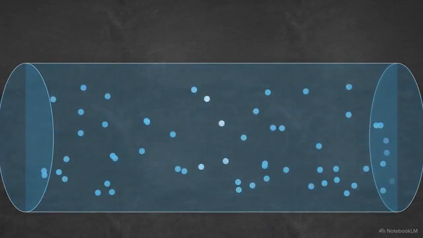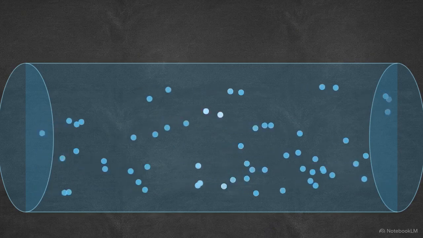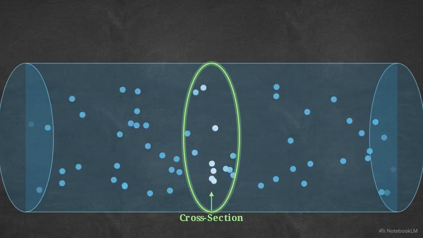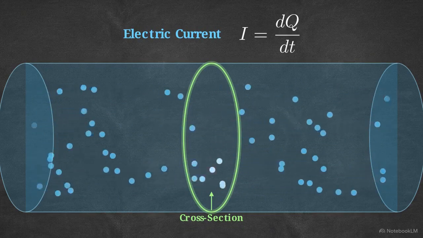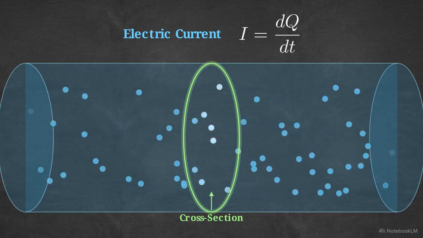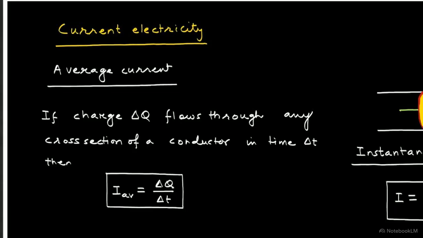Let's start by looking at what happens inside a wire. When we measure electric current, we are tracking the exact rate at which electric charge flows through a specific cross-section of a conductor over time. This image shows the mathematical definitions we use to track that flow.